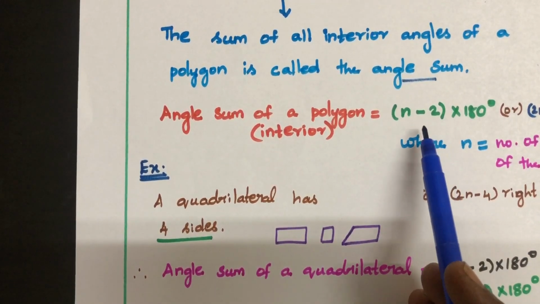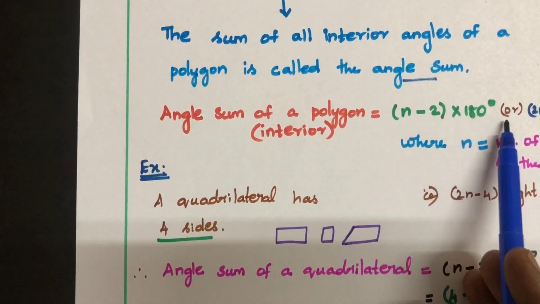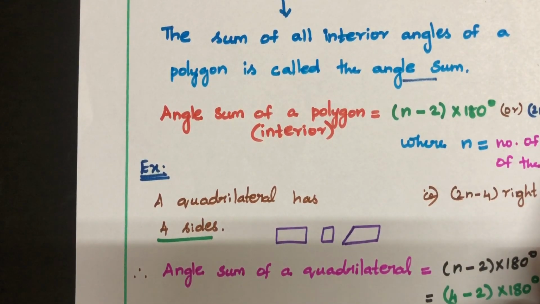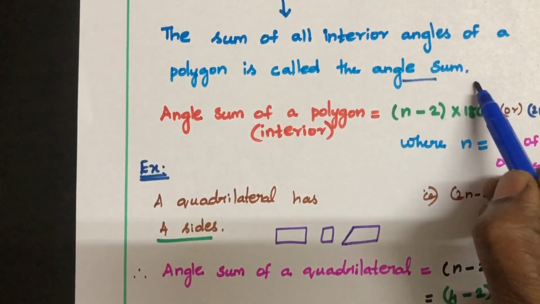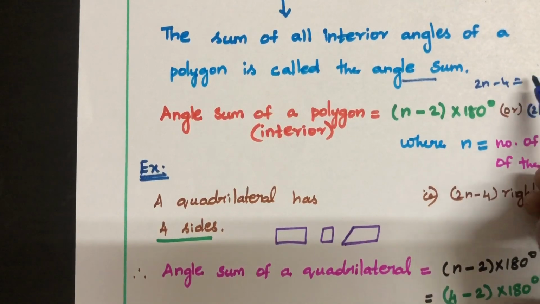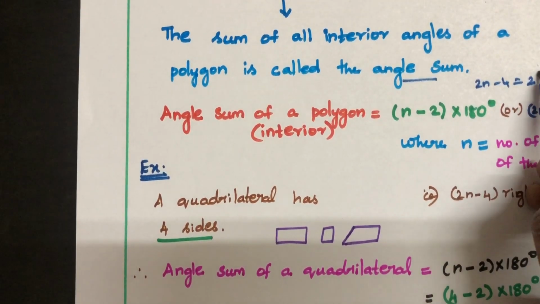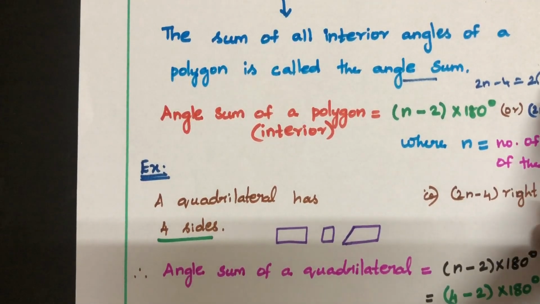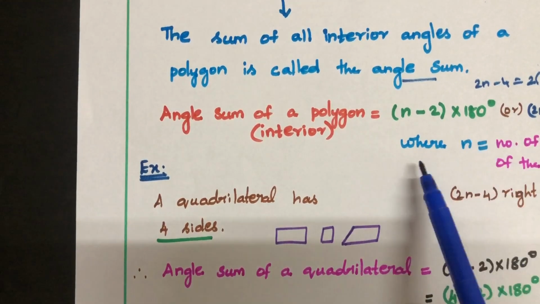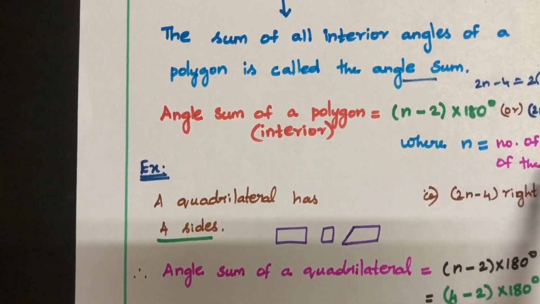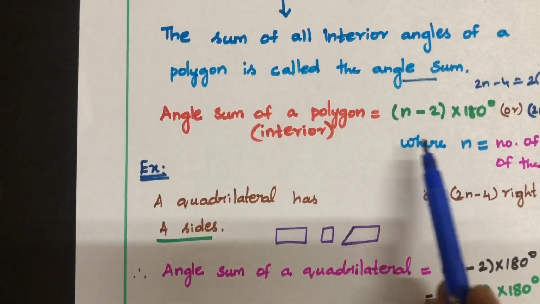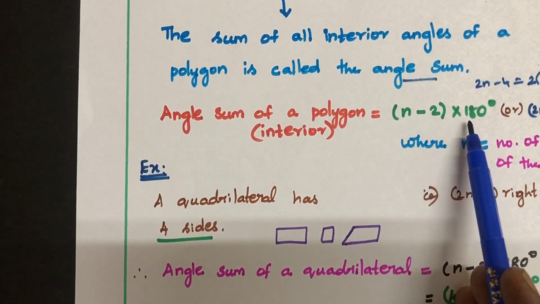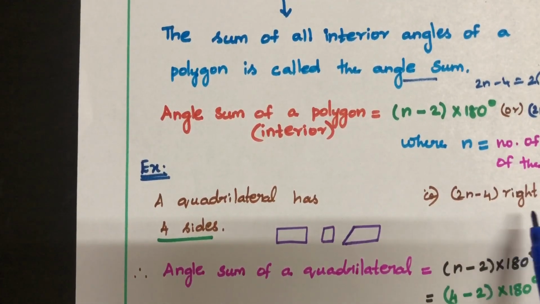The formula is (n minus 2) into 180 degrees, or (2n minus 4) into 90 degrees. That means 2n minus 4 right angles. How is it coming? See here. 2n minus 4, 2 is common for both the terms. If you take it out, it is 2 into (n minus 2), right? And this 90 degrees gives you 180 degrees, where n is the number of sides of the polygon. So the formula is (n minus 2) into 180 degrees or 2n minus 4 right angles.